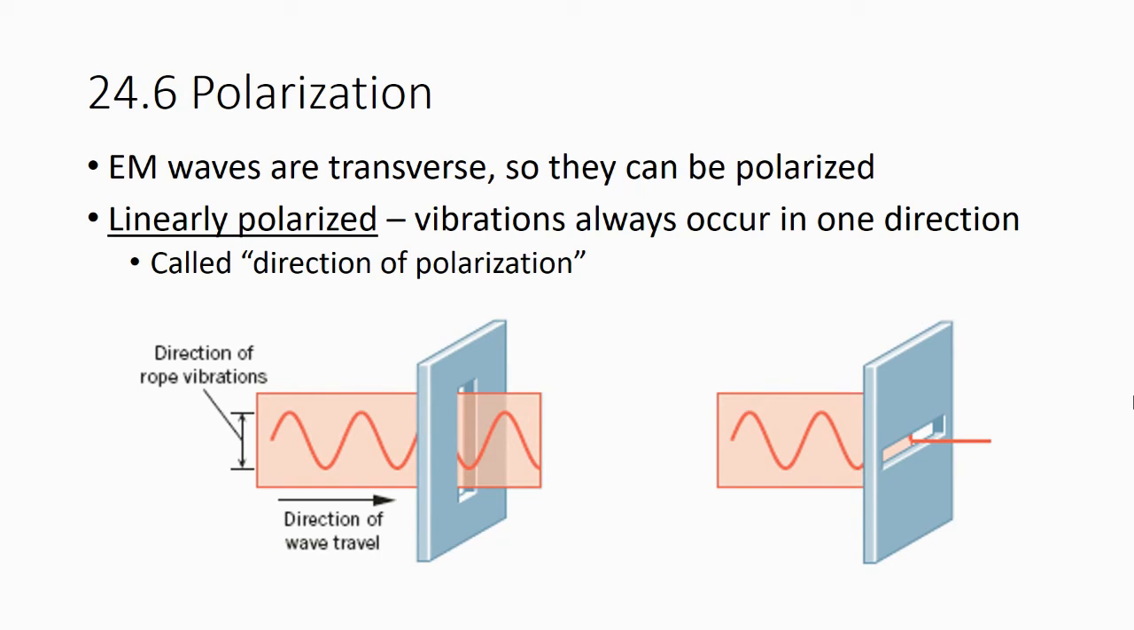So if something is linearly polarized, that means the vibrations always occur in only one direction. So in our picture here, you have this rope, that's the example, but we'll be talking about this for light. The rope itself is vibrating up and down, so it's able to go through this slit here because it's vibrating vertically and the slit is vertical. If we had a material and we had a horizontal opening, that wave would not be able to travel through the slit there. So we essentially just blocked that wave or that piece of information from entering.